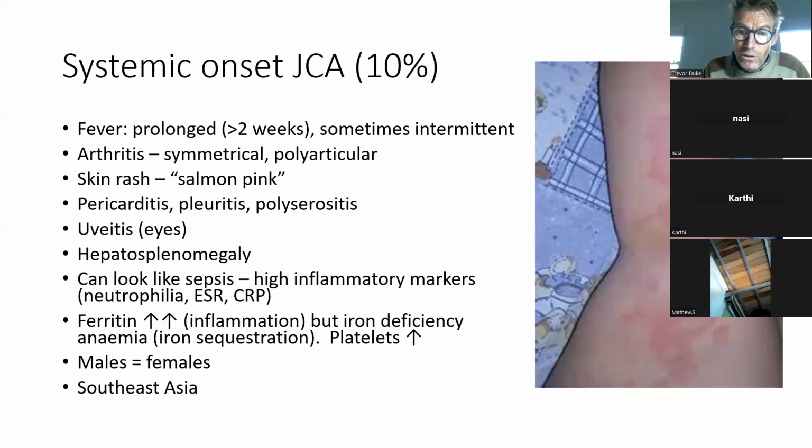Their MCV will be low, and often their platelets will be high as a marker of inflammation, just like their ferritin being high, if you can measure their ferritin. That's just a marker of inflammation and iron deficiency. Usually the iron deficiency is because the iron gets sequestered within the reticuloendothelial system in chronic inflammation, like in chronic JCA. It occurs in males and females equally, and it's a bit more common actually in Southeast Asia, in some parts of the world, than it is in others. So systemic onset JCA seems more common in Southeast Asia.